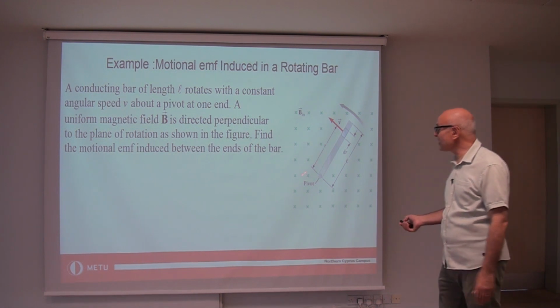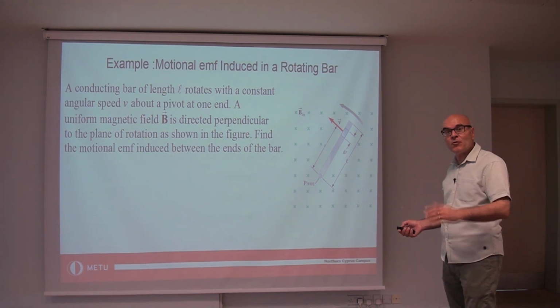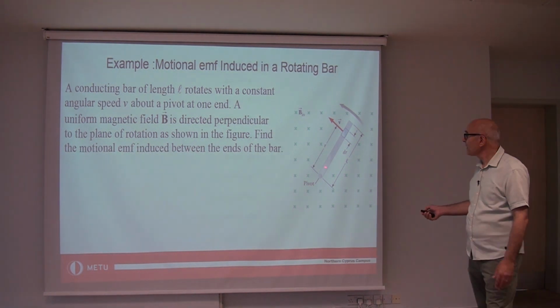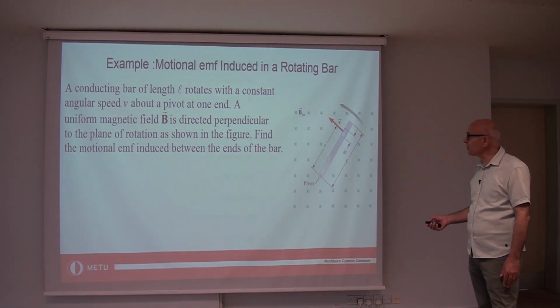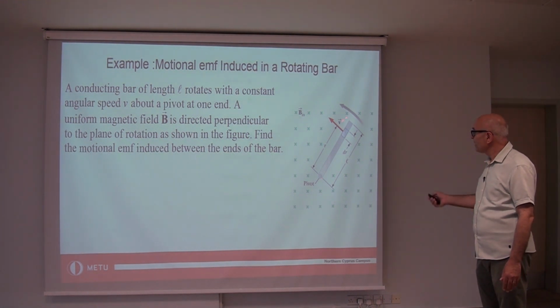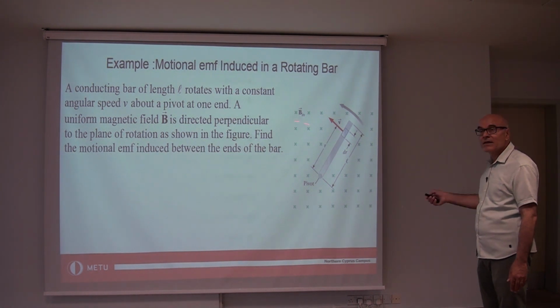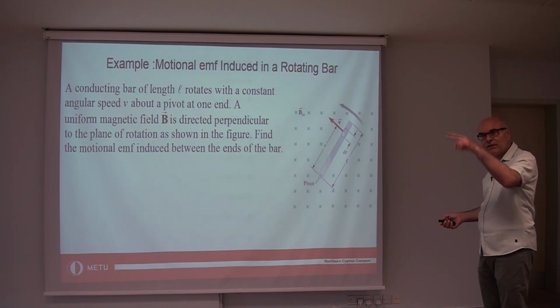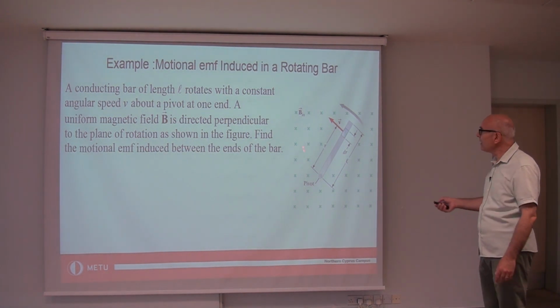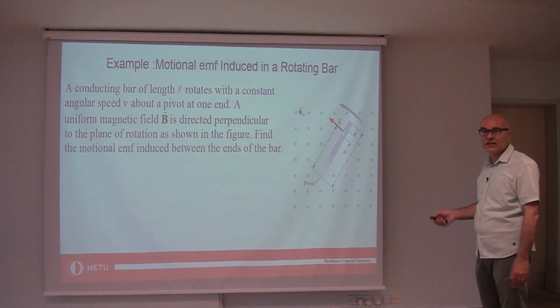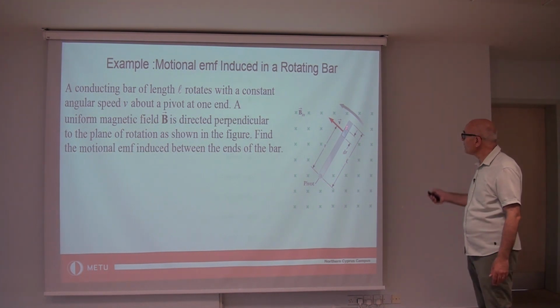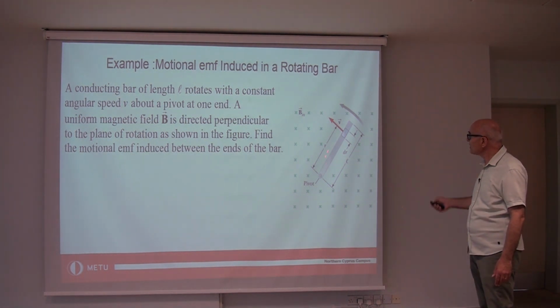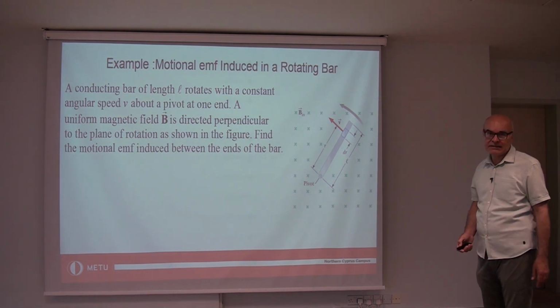Our conductor in this case is not performing linear motion, but rotational motion. So think of a rod pivoted about one end, moving in a uniform magnetic field with constant angular speed, omega. It's rotating with constant angular speed, omega, in a uniform magnetic field. And we want to find what is the potential difference that is generated across its ends.